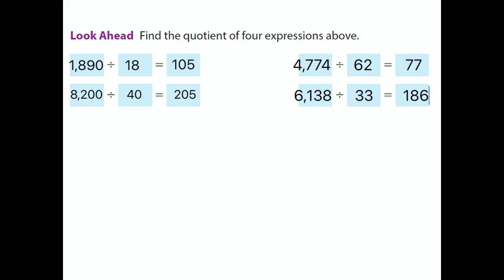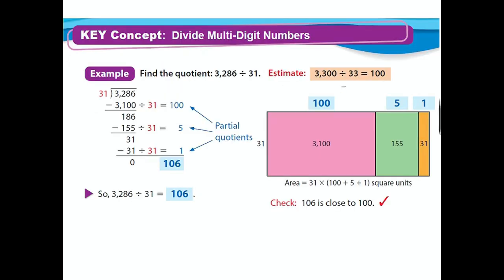Alright, so when we did 1,890, we said it would have 3. Boom. When we did 8,200 divided by 40, we said there would be 3 in the quotient. Boom. When we did 4,774 divided by 62, we said there'd be 2 in the quotient. Boom. And then this last one, we said there would be 3 in the quotient. Boom. All correct. Well, all right. Our key concept, divide multi-digit numbers.